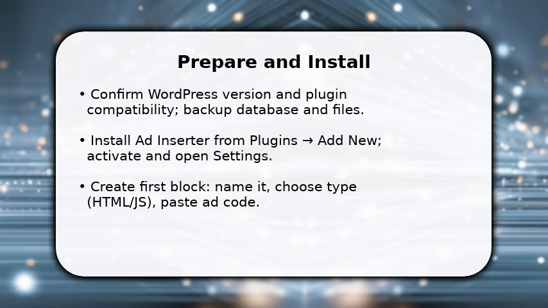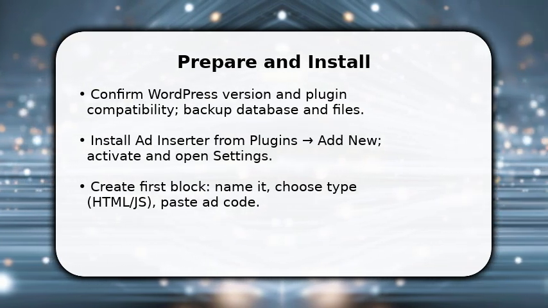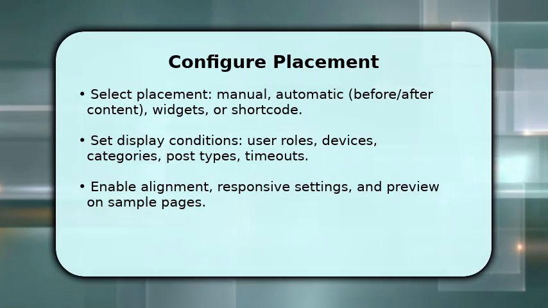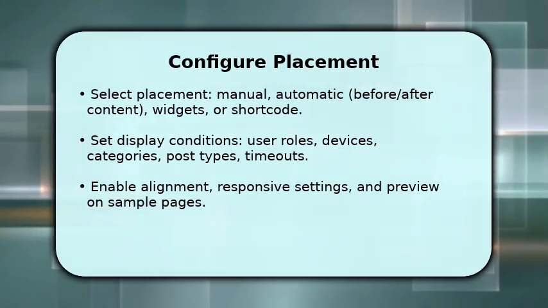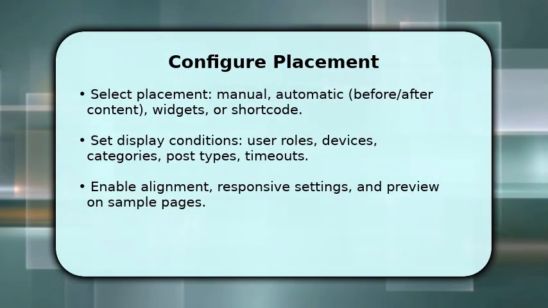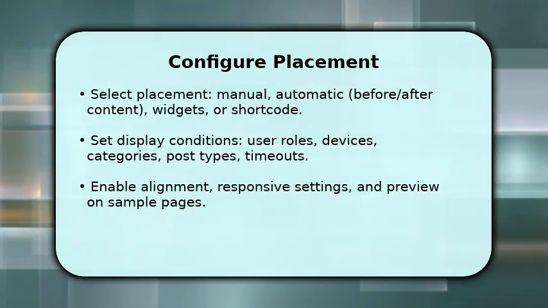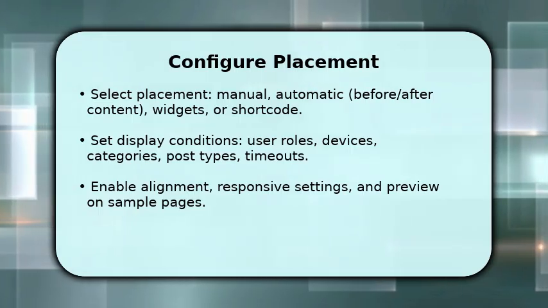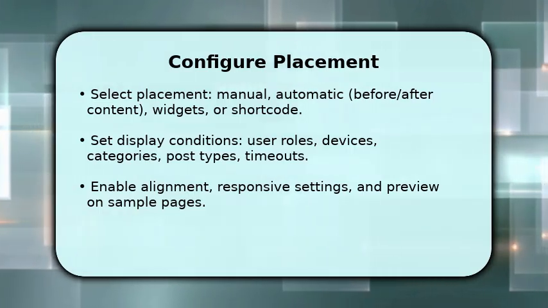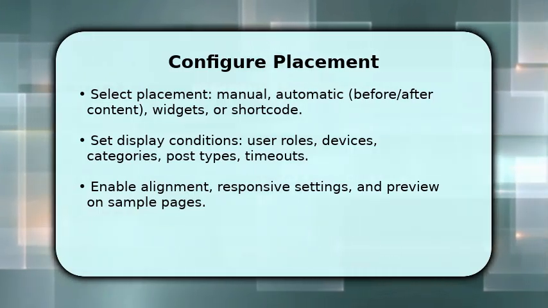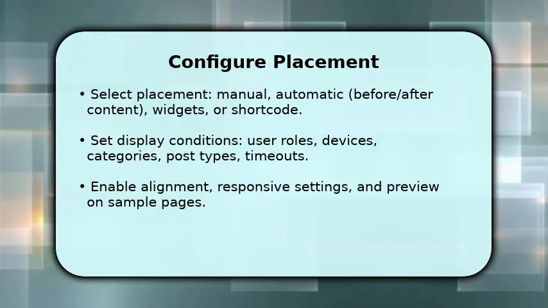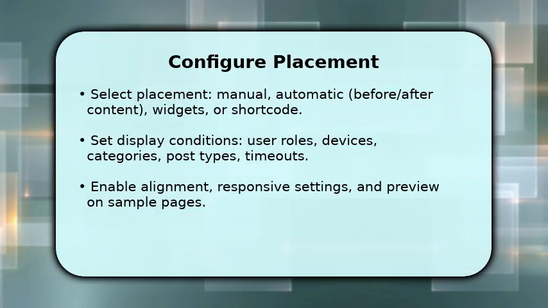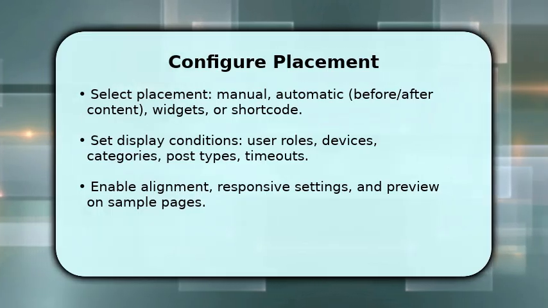Next, you configure where and when your ad appears. Choose placement: manual insertion, automatic before or after content, in widgets, or via shortcode. Then set display conditions: select user roles, device targeting, categories, post types, or time limits so ads show to the right audience. Enable alignment and responsive behavior so ads fit mobile and desktop. Finally, preview on sample posts and pages. This helps you spot layout shifts.